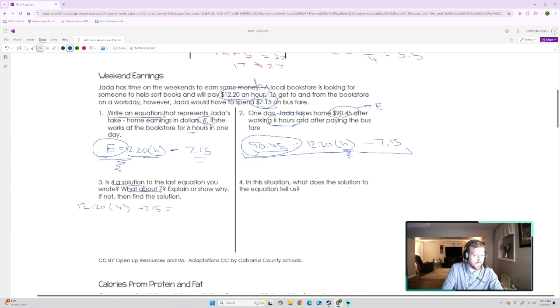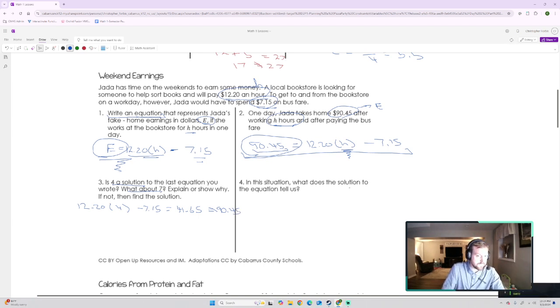Give you a second to do that, but when I typed it in, I got $41.65. Okay, which does not equal $90.45. Meaning, she worked more than 4 hours to get the $90.45.